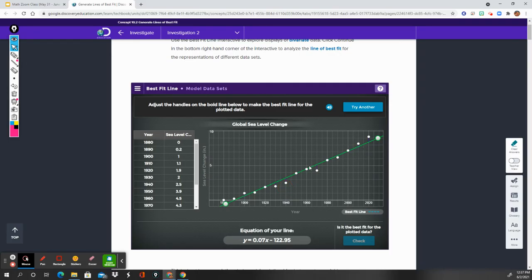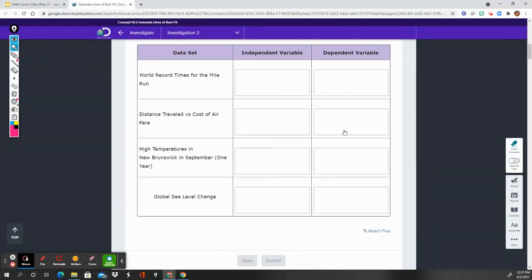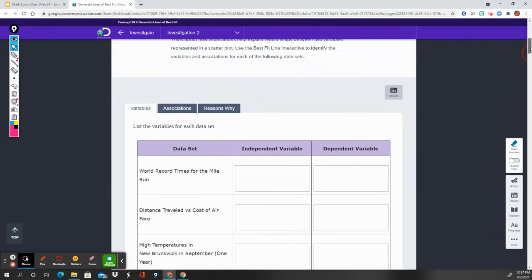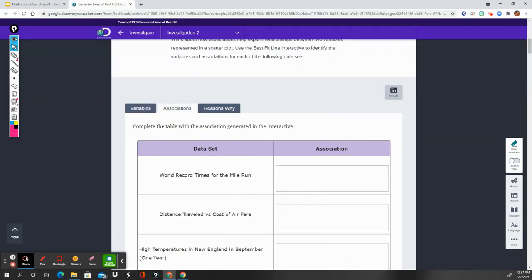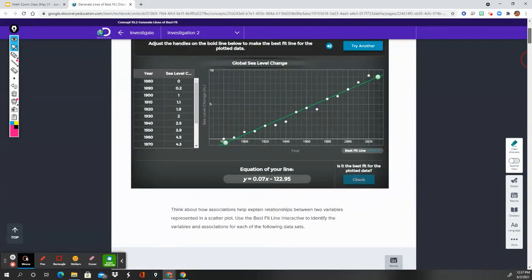So now that I've done that and I've kind of looked at this, I can begin to think about some of the questions about the global sea level change. So if I come down here, I can find that. So what's my independent and dependent variable? I'm going to answer those questions here, or you are. And then you're going to describe what kind of association you see. So if we go to the sea level change, what kind of association do we see here?